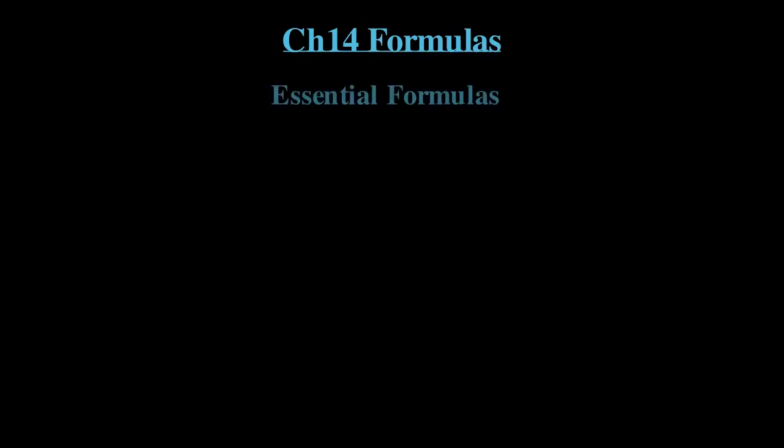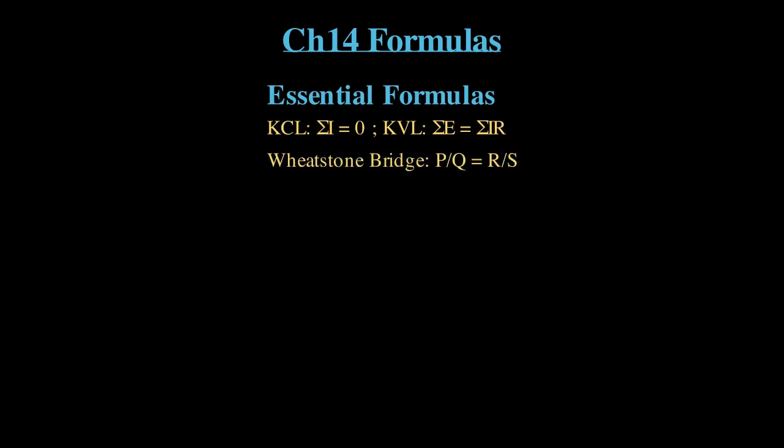Now for the formulas you absolutely must know. For Kirchhoff's current law, the sum of currents at a junction is 0. For his voltage law, the sum of EMFs equals the sum of IR products in a closed loop. The Wheatstone Bridge balance condition is P/Q = R/S. For the meter bridge, the unknown resistance X = R × L / (100 − L).